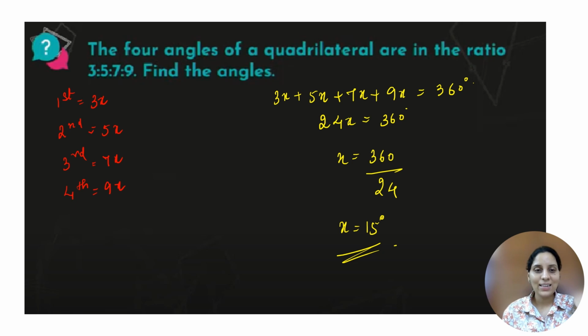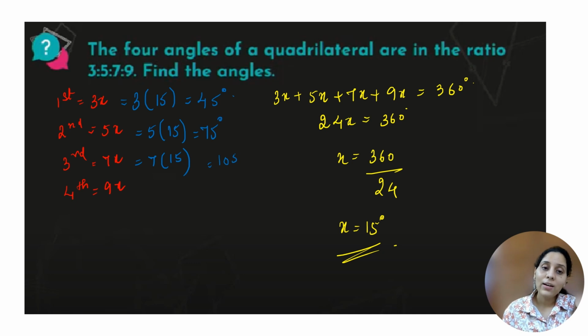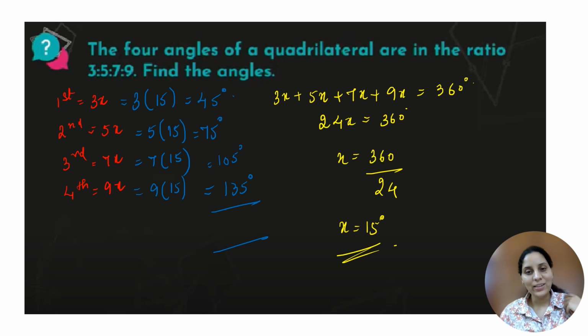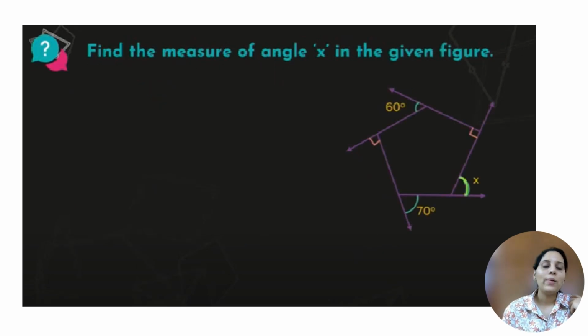Now to find these angles, my first angle is going to be 3 into x, 3 into 15, which is equal to 45 degrees. Second is 5 into 15, which is equal to 75. Third is 7 into 15, which is equal to 105 degrees. And last is 9 into 15, which is equal to 135 degrees. So when I add all of this, I am going to get 360 degrees. Simple.